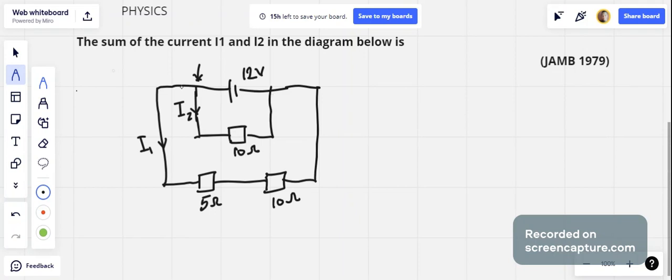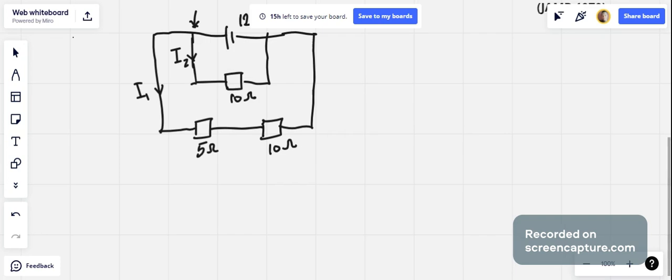So I will say this line here that carries current I1, this branch here, 5 ohms and 10 ohms, is in parallel with this branch here, the 10 ohm resistor. Do you understand? So this 10 ohm resistor is in parallel with what? 5 and 10, while 5 and 10 are in series together. So we have to calculate the current there. So let's move on.